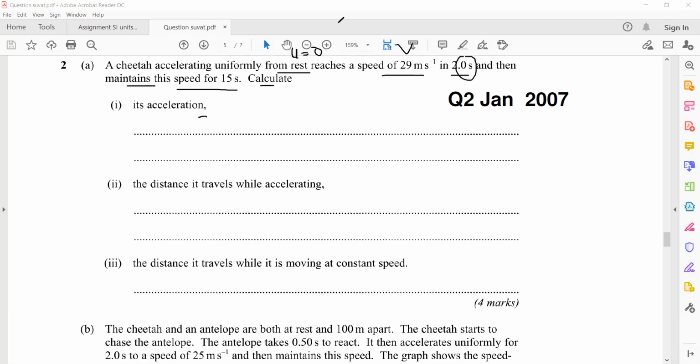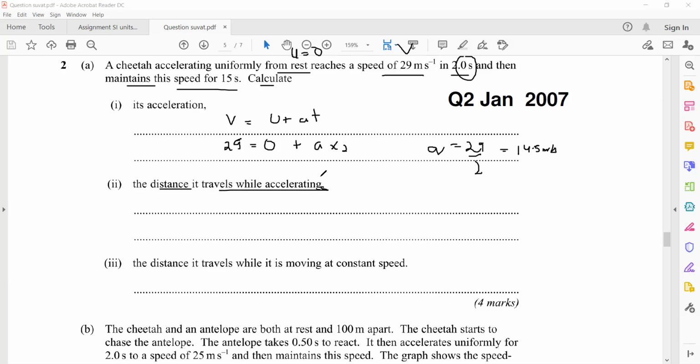So we have the equation of motion, v equals u plus at. v is the final speed, that's 29. u is the initial speed, that is 0. a is acceleration, we don't know, and the time is 2. So acceleration will be 29 divided by 2, which is 14.5 meters per second squared.